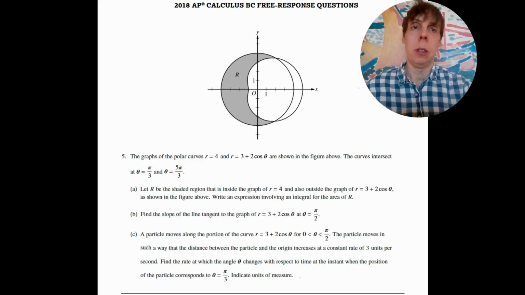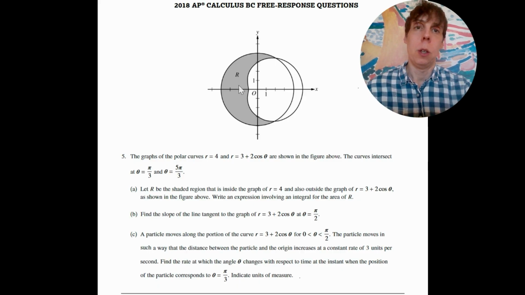As you can see in the diagram, there are two polar curves: one circle with a radius of 4, and a cardioid, which is the heart-shaped curve with the equation r equals 3 plus 2 cosine theta, as given in the question sum below. Part A of question 5 asks for the area of the shaded region.